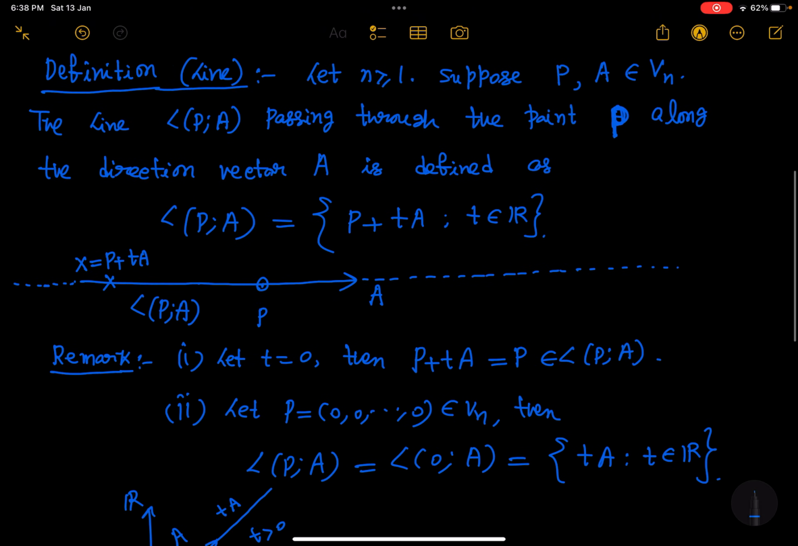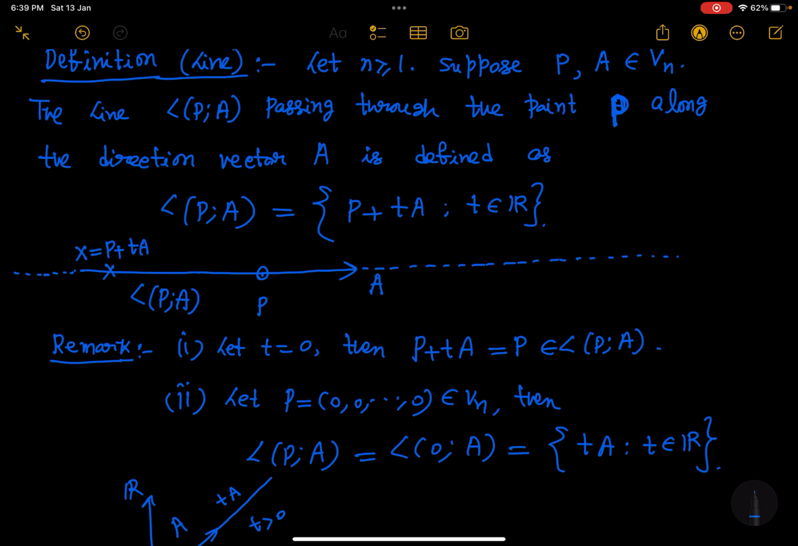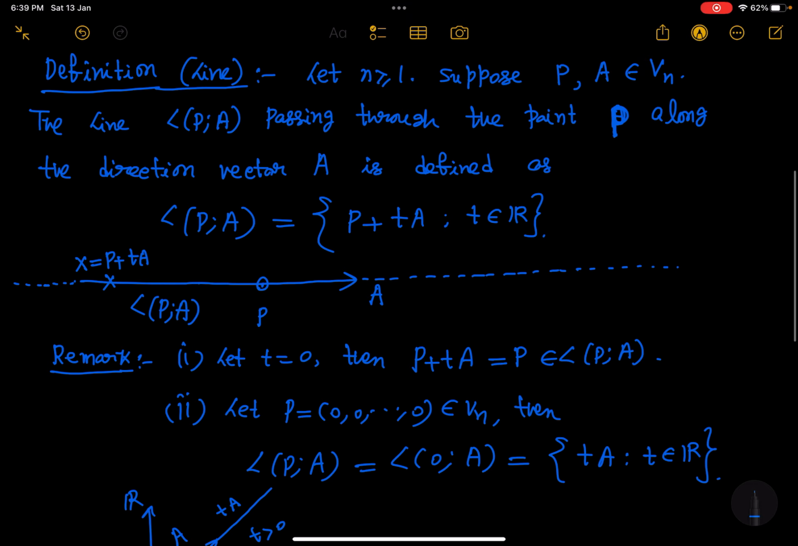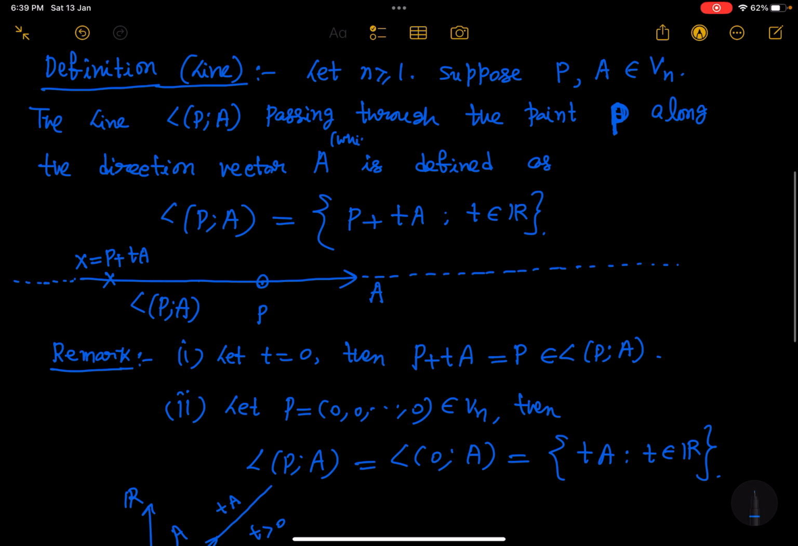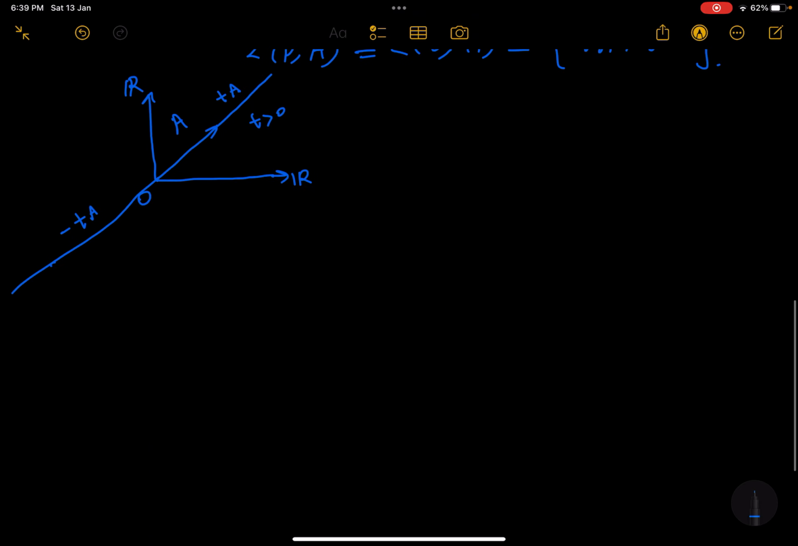Also, when we define this, we take the direction vector capital A to be non-zero, because if capital A is 0, you will get exactly this one point on this line, but we are mainly interested in the line, not only one point. So we do not get anything new if we take capital A equal to 0. Now we will try to understand some properties of straight lines.